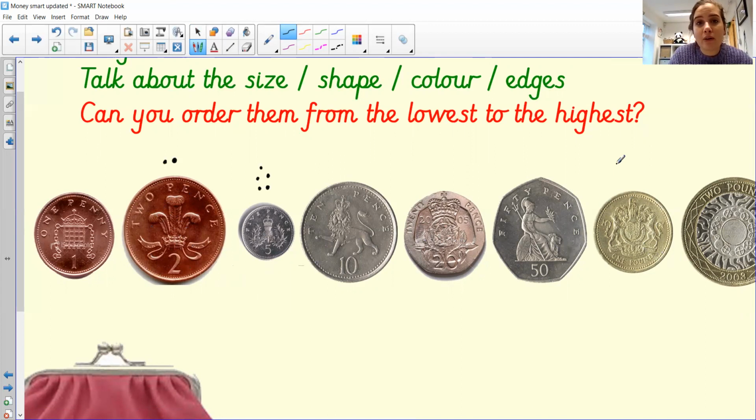Who can remember what the pound coin is the equivalent to? Yes, it's equivalent to 100p, but we write it like this as a pound symbol. This is £1 and this is £2. So don't let money trick you, because it can be a little bit tricky.